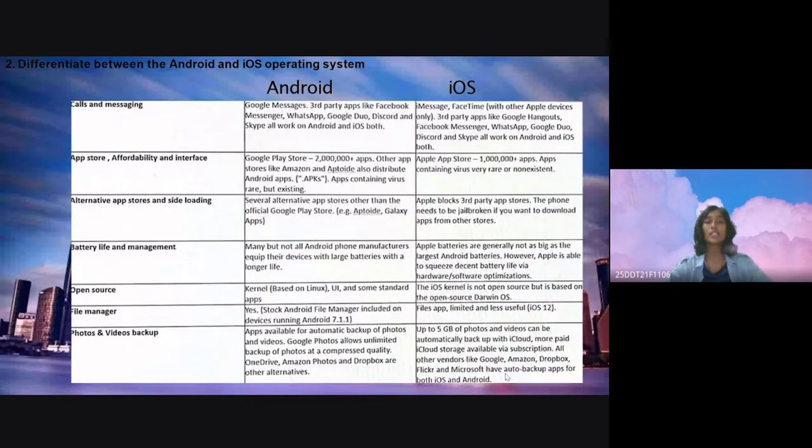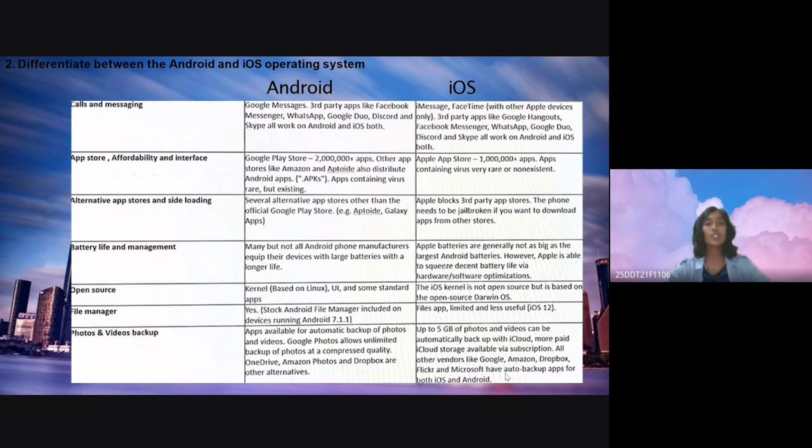The calls and messaging for Android is Google Messages. Third-party apps like Facebook Messenger, WhatsApp, Google Duo, Discord, and Skype all work on both Android and iOS. The calls and messaging for iOS is iMessage and FaceTime, which can be used with other Apple devices only. Third-party apps like Google Hangouts, Facebook Messenger, WhatsApp, Google Duo, Discord, and Skype all work on both Android and iOS.